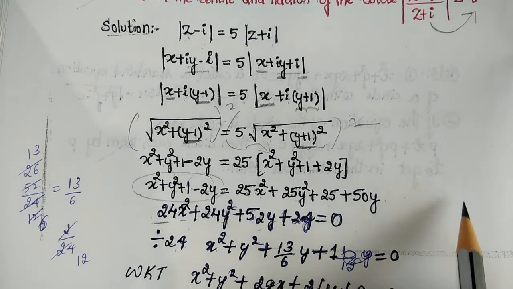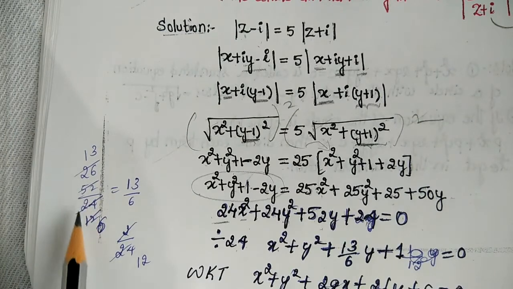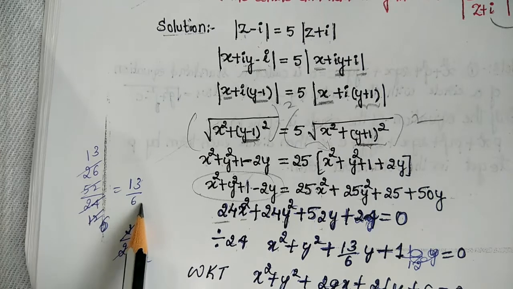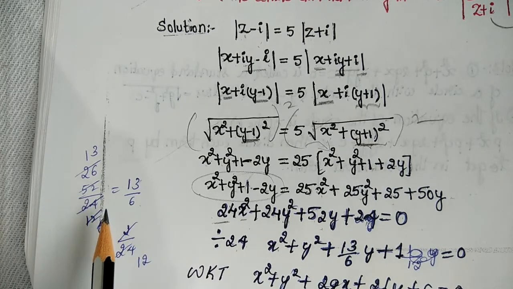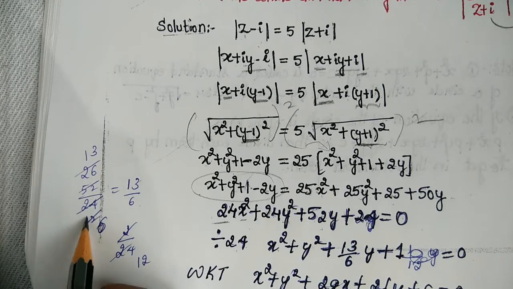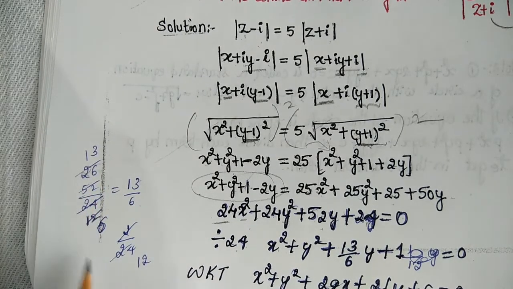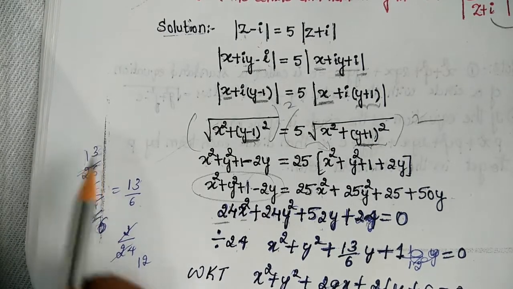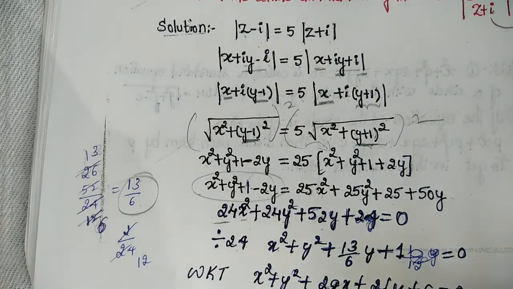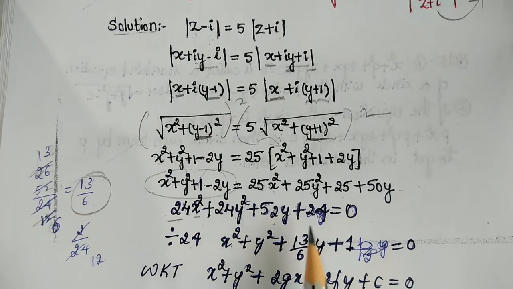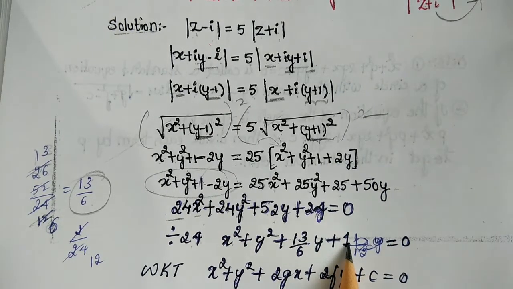So here 52 divided by 24. Here I am taking the calculation: 52 divided by 24, cancelling, we get 13 by 6. This is because if you cancel, 2 ones are 2, 2 twos are 4, 2 sixes are 12, 2 ones are 2, 2 threes are 6. We remain with 13 by 6. So 13 by 6 into y, and 24 by 24 gets cancelled, we remain with 1, which is equal to 0.